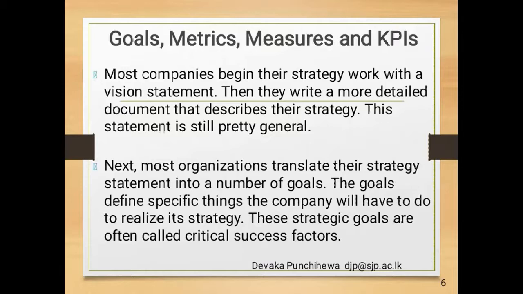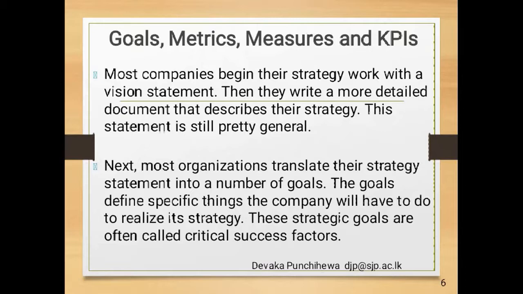So then, things a company will have to do to realize its strategy, right? Most organizations translate their strategies into a number of goals. So how do they translate their strategy statement into a number of goals? They assign goals within the organization. They will say, okay, this is our goal for the marketing department, this is our goal for the production department. So the strategy statement is translated into different goals.